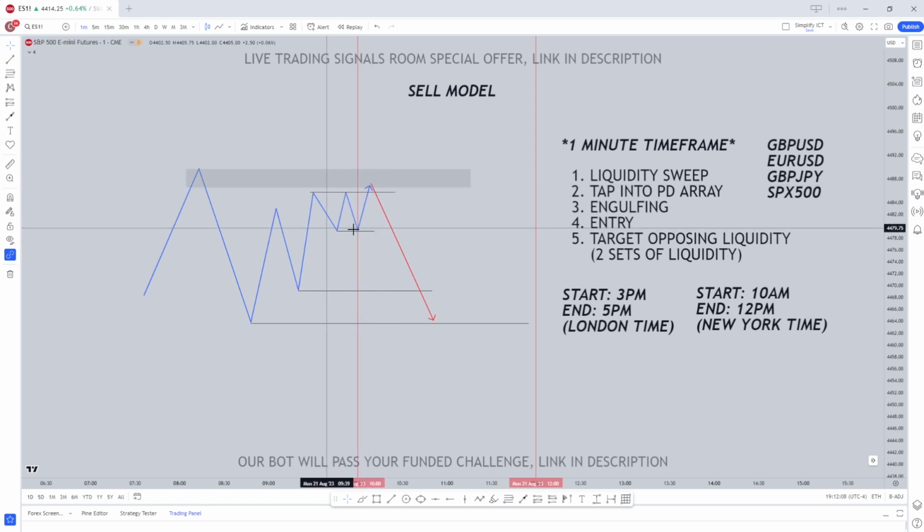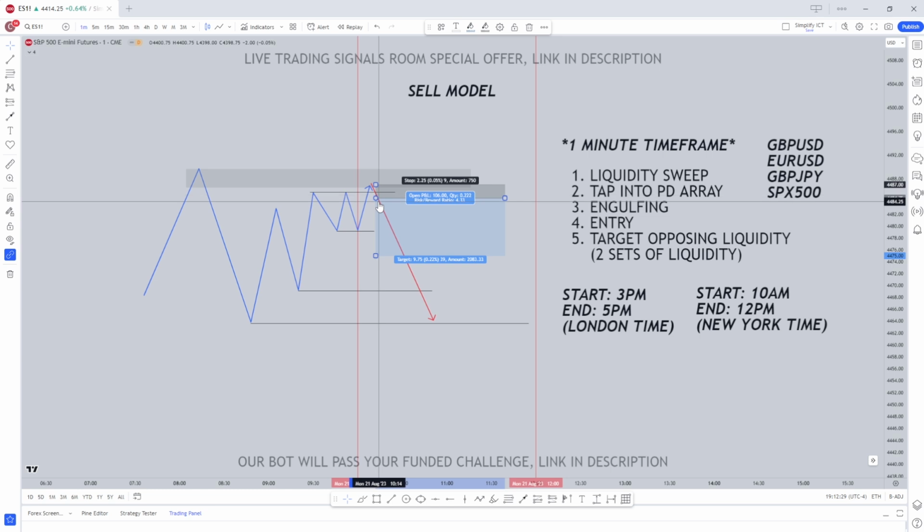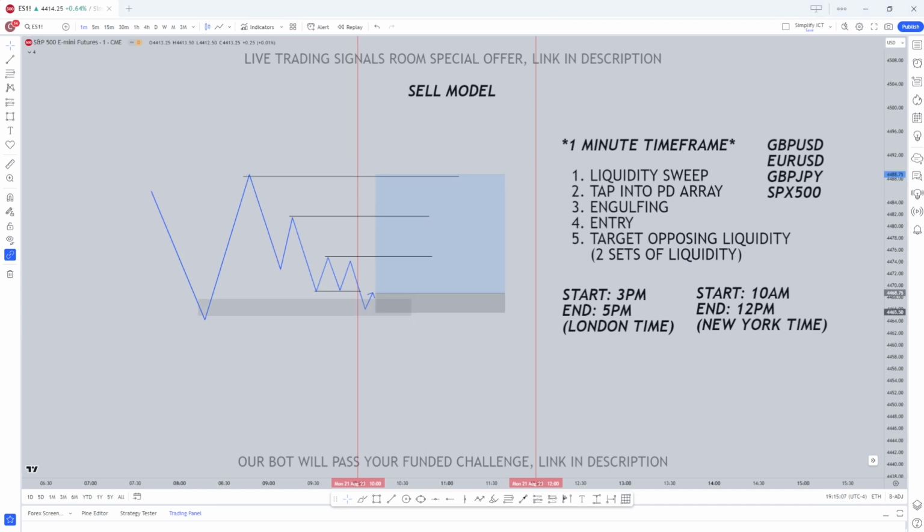So as you can see, price made equal lows here, it had an old low here, and it also had an old low here. So there were 3 sets of liquidity, so this trade was worth taking. Now we get an engulfing, and then we look for our entry, and then simply target opposing liquidity. So if we see an engulfing with displacement, we're going to place our stop loss above the high right here, target opposing liquidity, and you can have multiple take profits. The first take profit here, second right here, and the third right there as your main take profit. And for a buy model, it'd be exactly the same, just the opposite way.